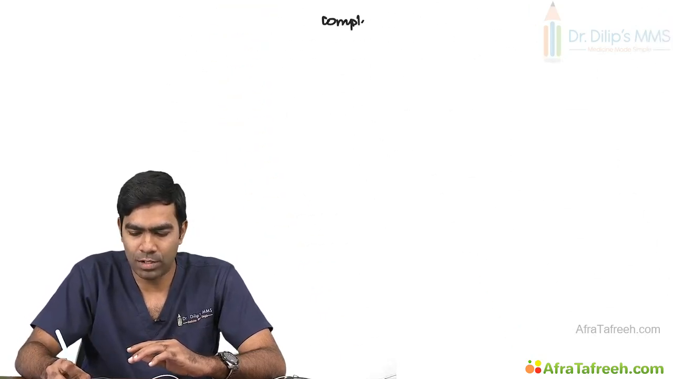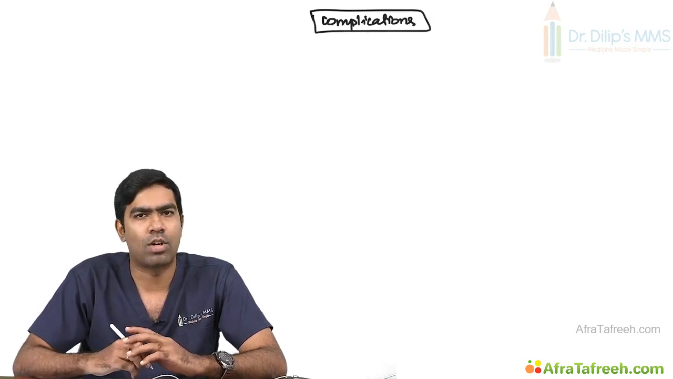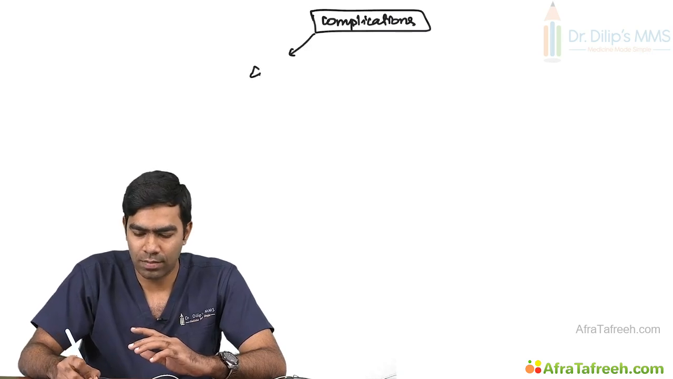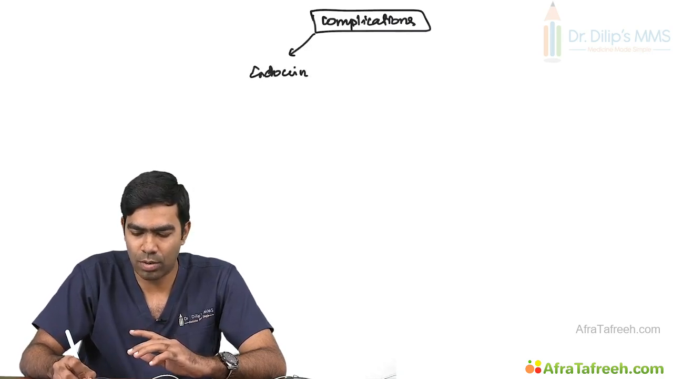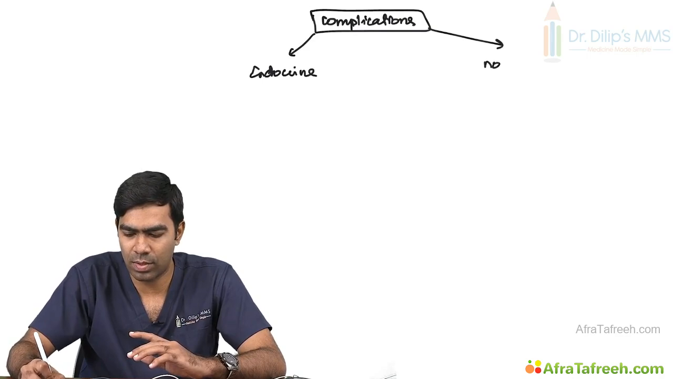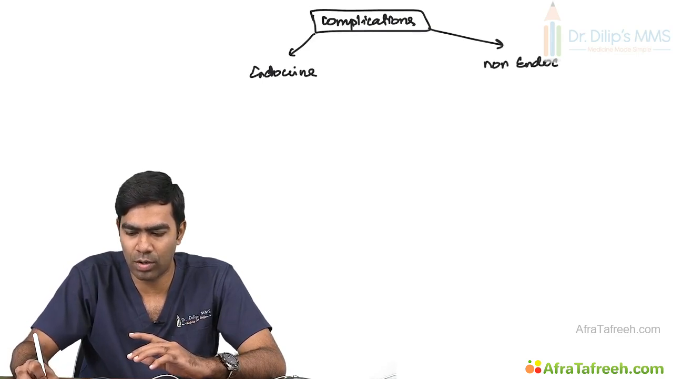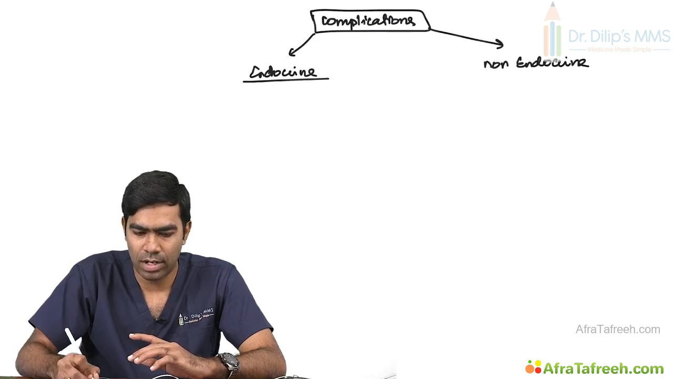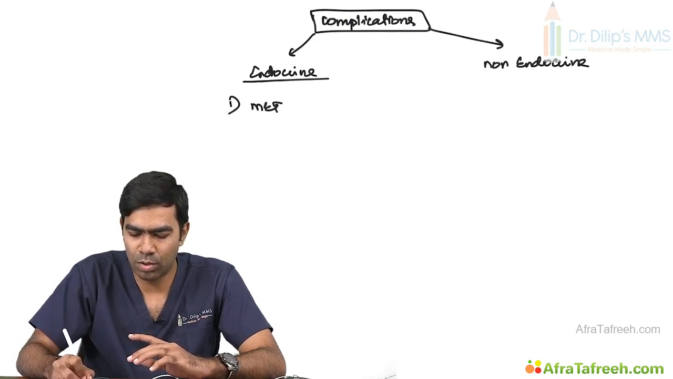What are the complications of obesity? We have numerous complications with regards to obesity. We can divide them into endocrine complications and non-endocrine complications. Endocrine complications include the most and ever important metabolic syndrome.